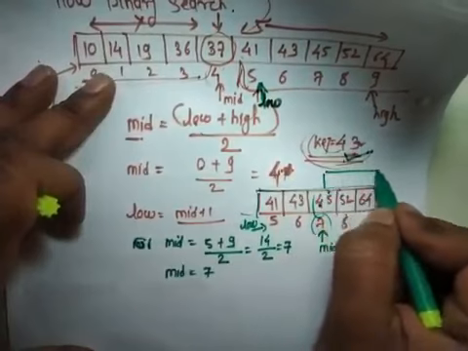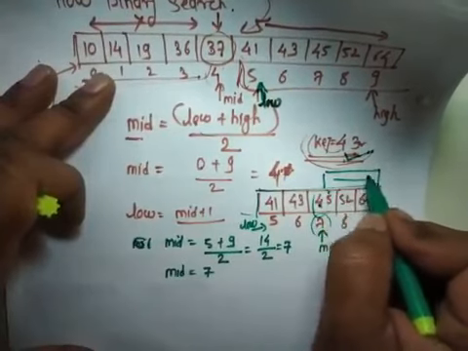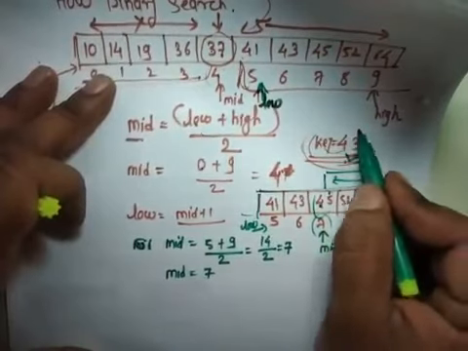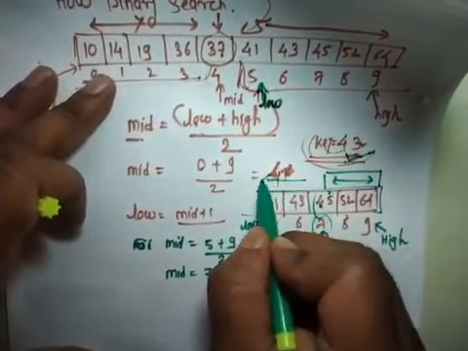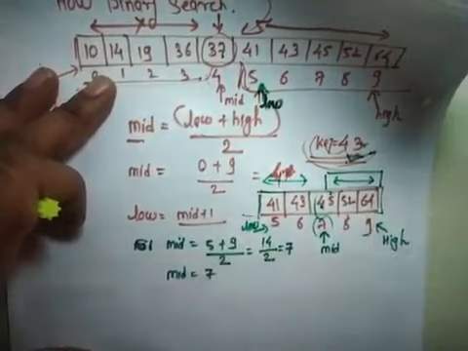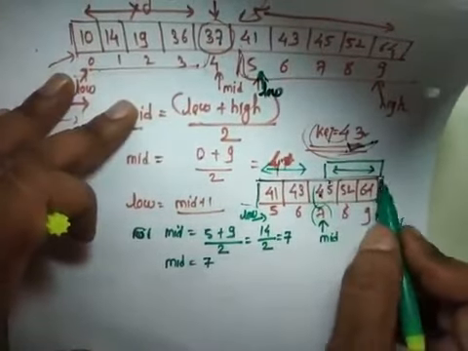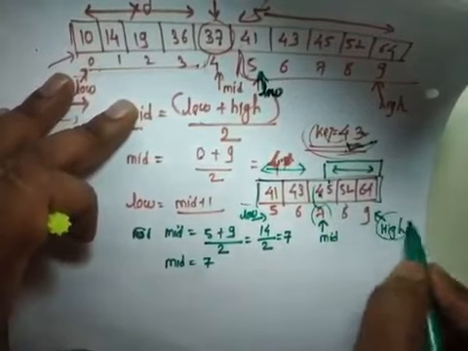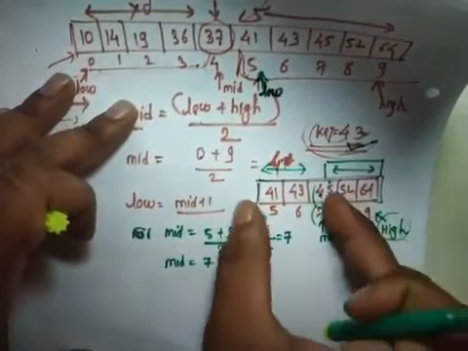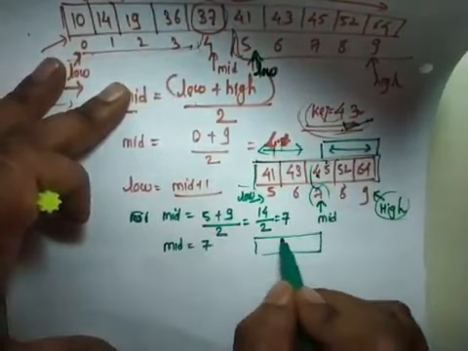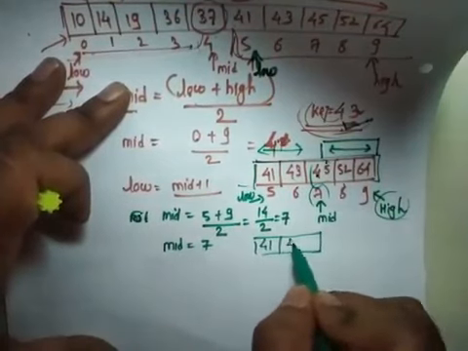So we do not need to worry about the remaining section, since we knew that our element will be in the first half of this remaining array. So I am not worrying about this section, so I need to change the position of high, since I need to search only in this particular area. So we have 41, 43.